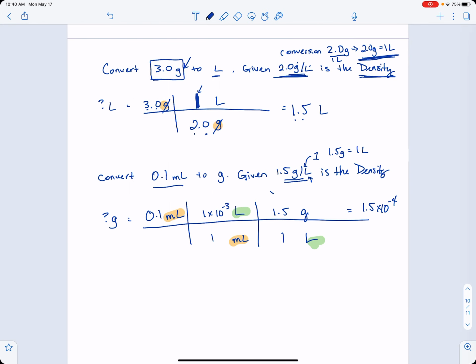Let me double check my sig figs. Look, this just had 1 sig fig. This is exact, and this had 2 sig figs. And by exact, I mean that whole quantity is exact because it's all in the same metric chart. So I actually would round this to 2 times 10 to the minus 4 grams, because that cancels and that cancels.